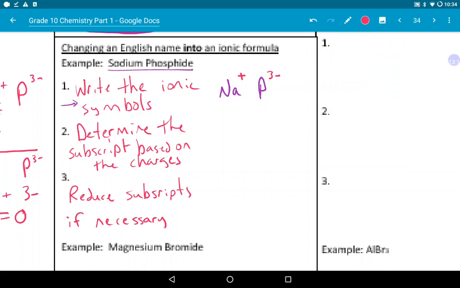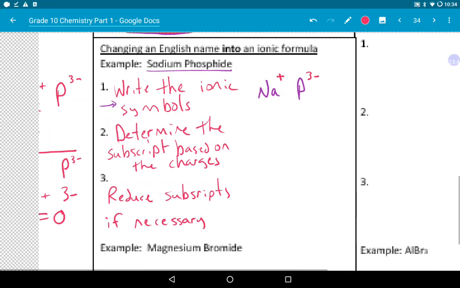So we just determine the subscripts based on the charges. Now the net charge has to be 0 when you add up the charges. So if we just had 1 sodium and 1 phosphide ion, you'd have +1 and 3 minus. They don't add up to 0. So you're always going to get a net charge of 0.